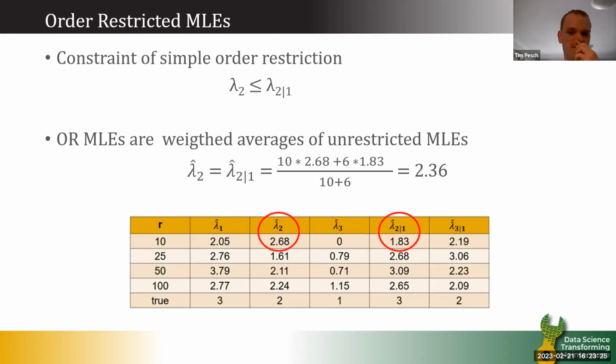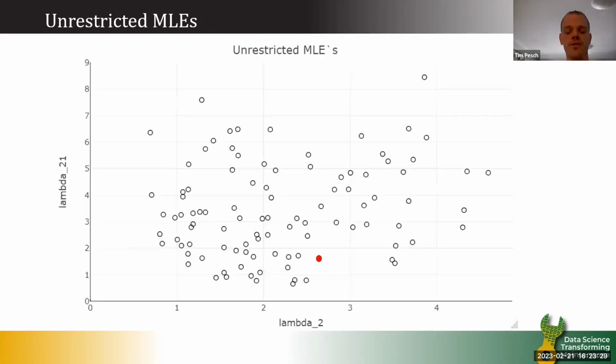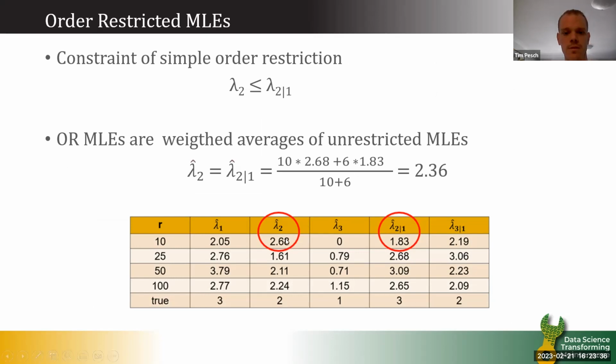Okay, and I'm going to go a little bit deeper into that using a graph in which you find that original estimate. I'm just going to go back to those numbers, 2.68 and 1.83.